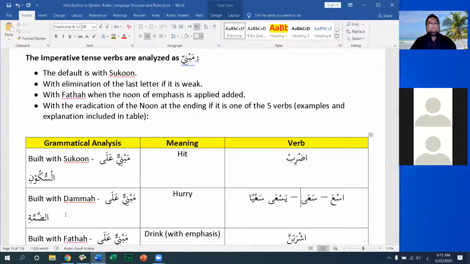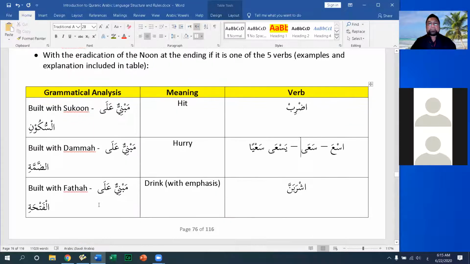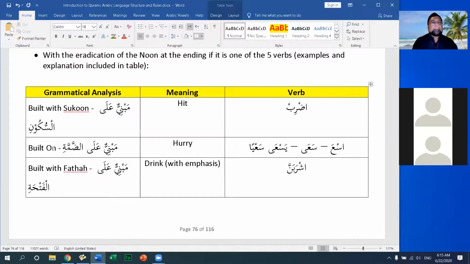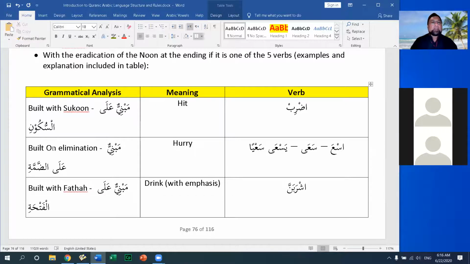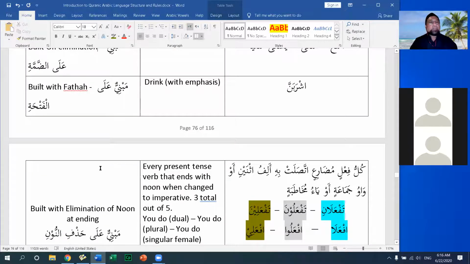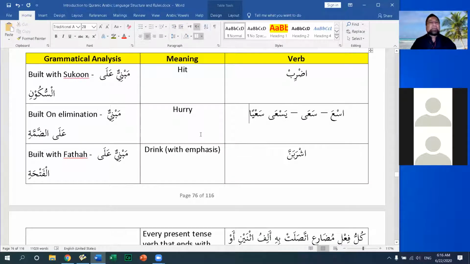مبني على الضمة. Why did I say this? This is not correct. مبني على حذف. Did I use a different example for that? Yeah, this is not a good example here. I was supposed to use the plural form here. Let me go back. So this is not a good example.